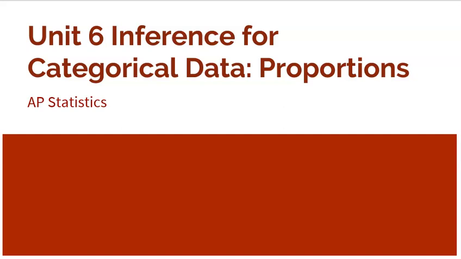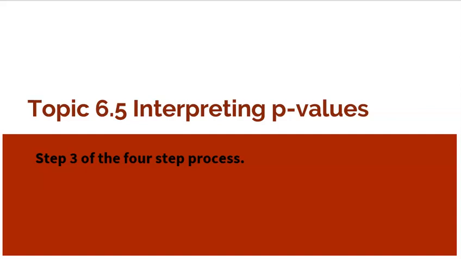This is Unit 6, Inference for Categorical Data on Proportions. And in this video, we're going to learn about Topic 6.5, Interpreting P-Values. This is a direct continuation from 6.4. So remember, we're looking at a one-sample z-test for a population proportion.